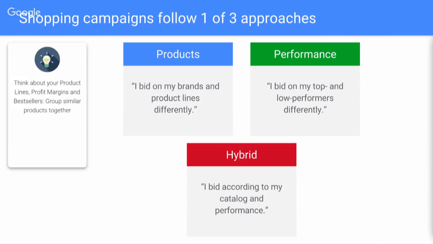And the third approach is a hybrid model. So this is the idea of bidding according to both the catalog of the products that you have and how they perform. So you may have a product line that's a lower priority, but because it's a top performer, you bid a certain way, as opposed to a product that's high priority, but actually a low performer. So there's a hybrid approach that we'll talk about and go a little bit in depth into what the structure can look like.